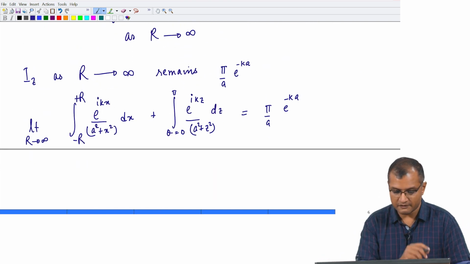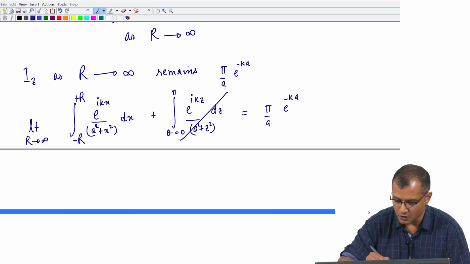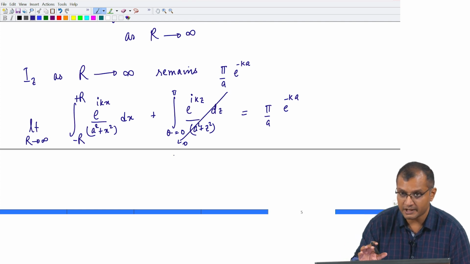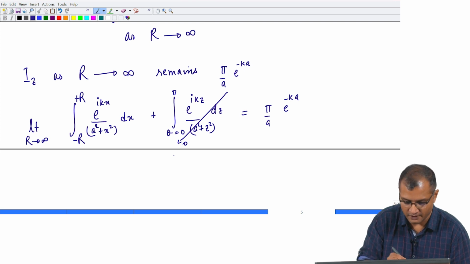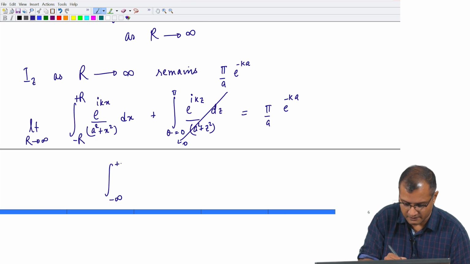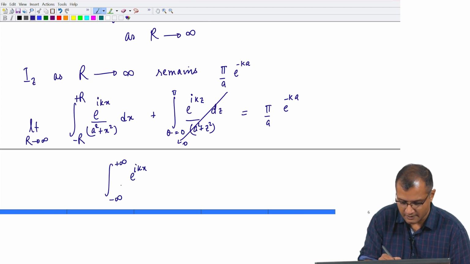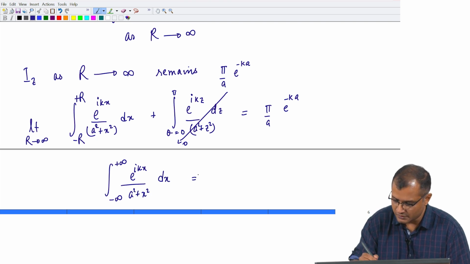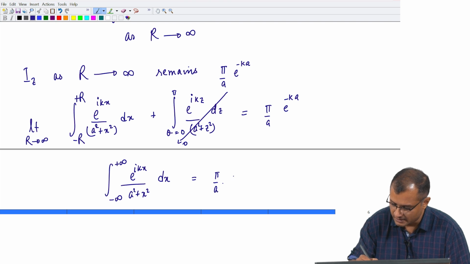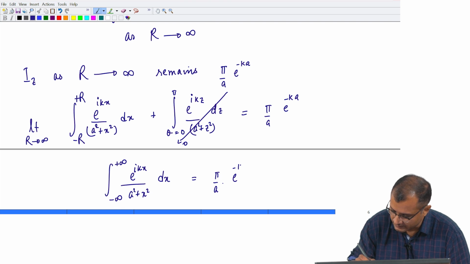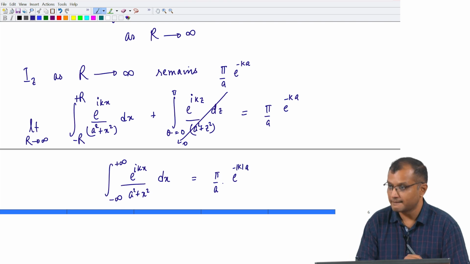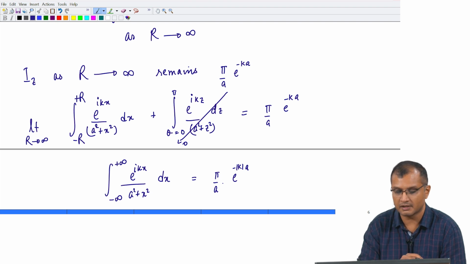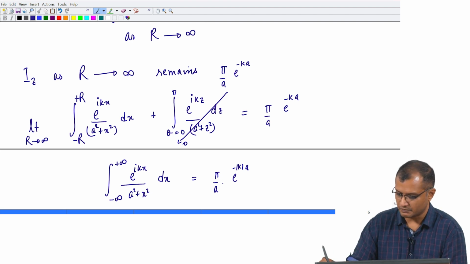So, as r goes to infinity, if I want to drop this term, then I have to change my k to positive. So, I have to write down two things happen. One is that this straight line integral becomes minus infinity to plus infinity e to the power i k x upon a square plus x square dx, and what it does to my right hand side is that it makes my k always positive. So, I have to take it as minus of mod k into a, because only then I can put this semicircular contribution to 0.